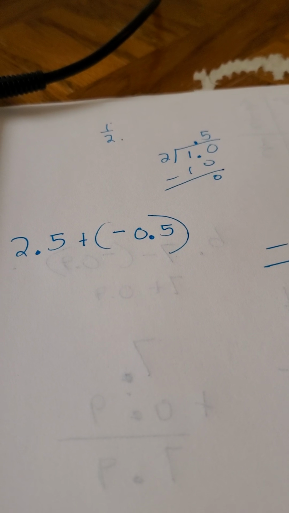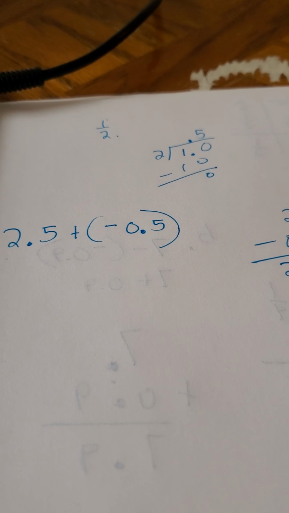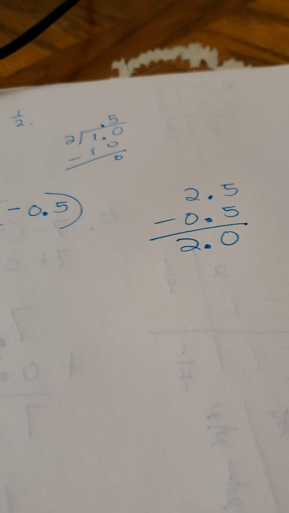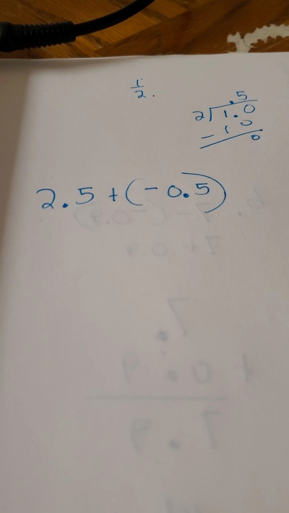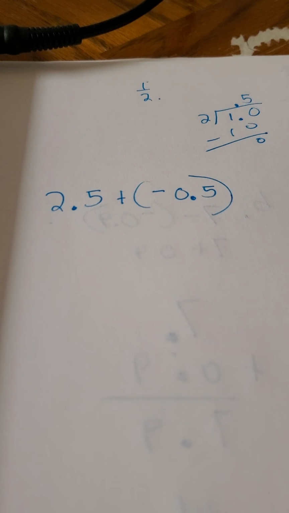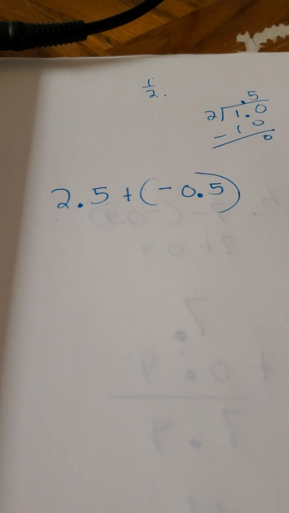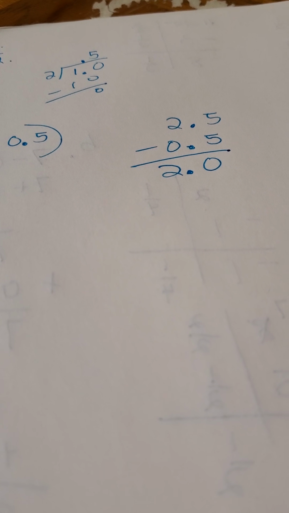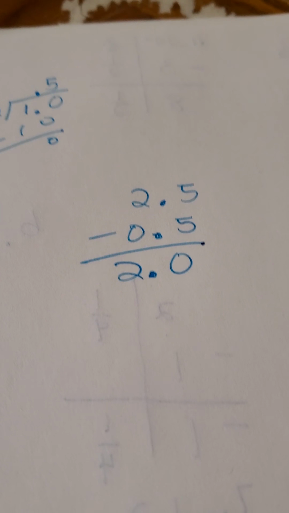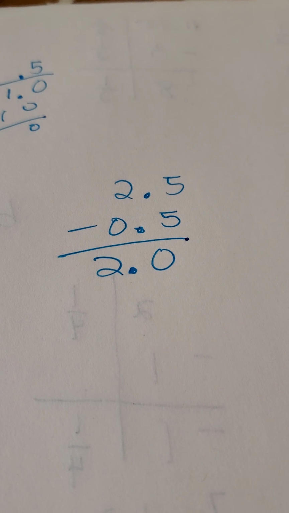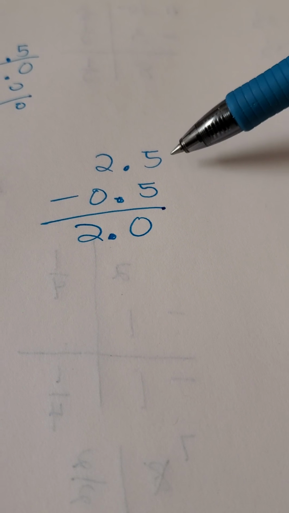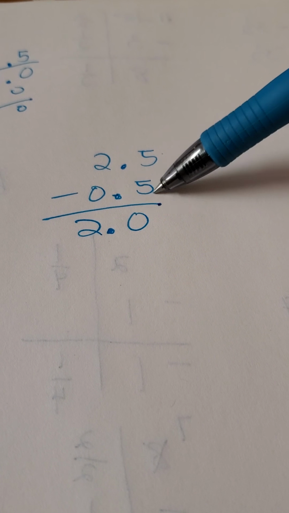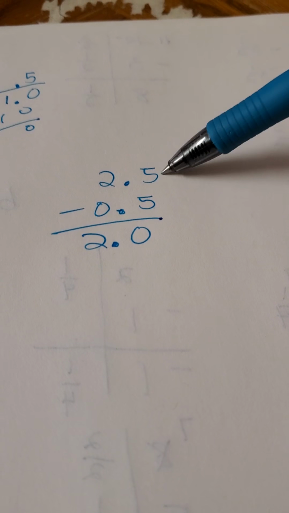Okay, so because it's a positive and a negative number and we're adding, that means we're going to subtract them. We're going to subtract the two numbers. And the higher number is 2.5. 2.5 needs to go at the top, and 0.5 needs to be at the bottom because it's the lower number. The decimals all line up with each other, and the place values after that. So this is the first place past the decimal. This is the first place past the decimal. So they both line up.